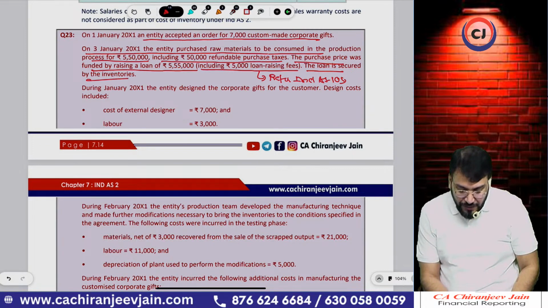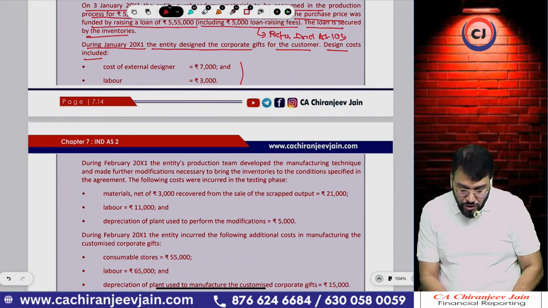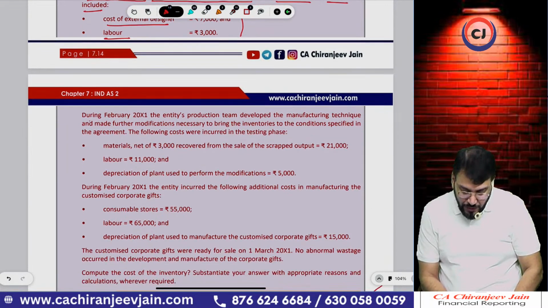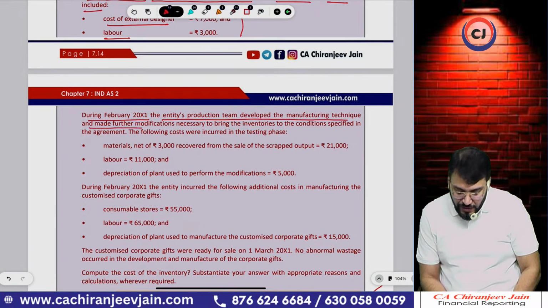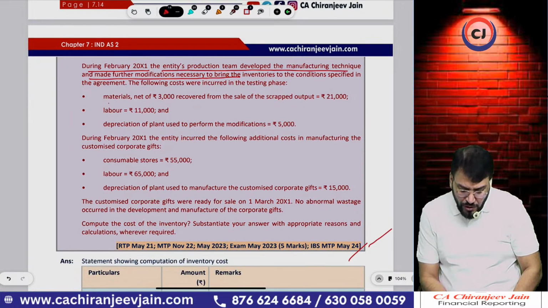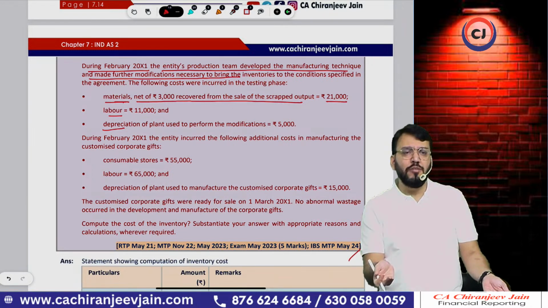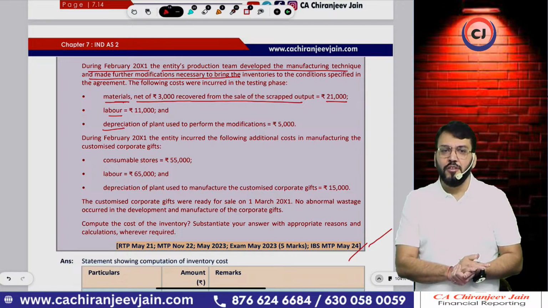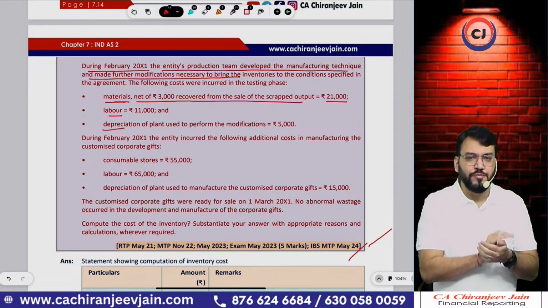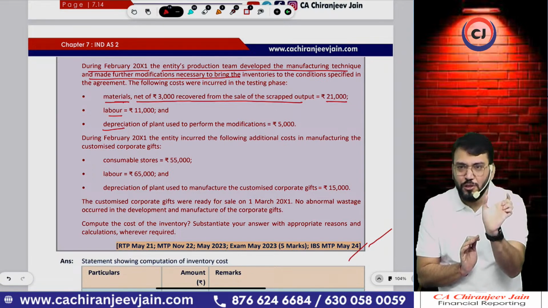The loan is secured by the inventory. During Jan 2001, the entity designed the corporate gift for the customer. Design cost will be added. Cost of external designer labor will be added. During Feb 2001, the entity's production team developed the manufacturing technique and made further modification. Modification cost will also be added. Material net of 3,000 recovered from sale of scrapped output is 21,000. So of course 21,000 is net only. So we will add how much? 21,000 or 21,000 minus 3,000? Means we need to add 21,000.